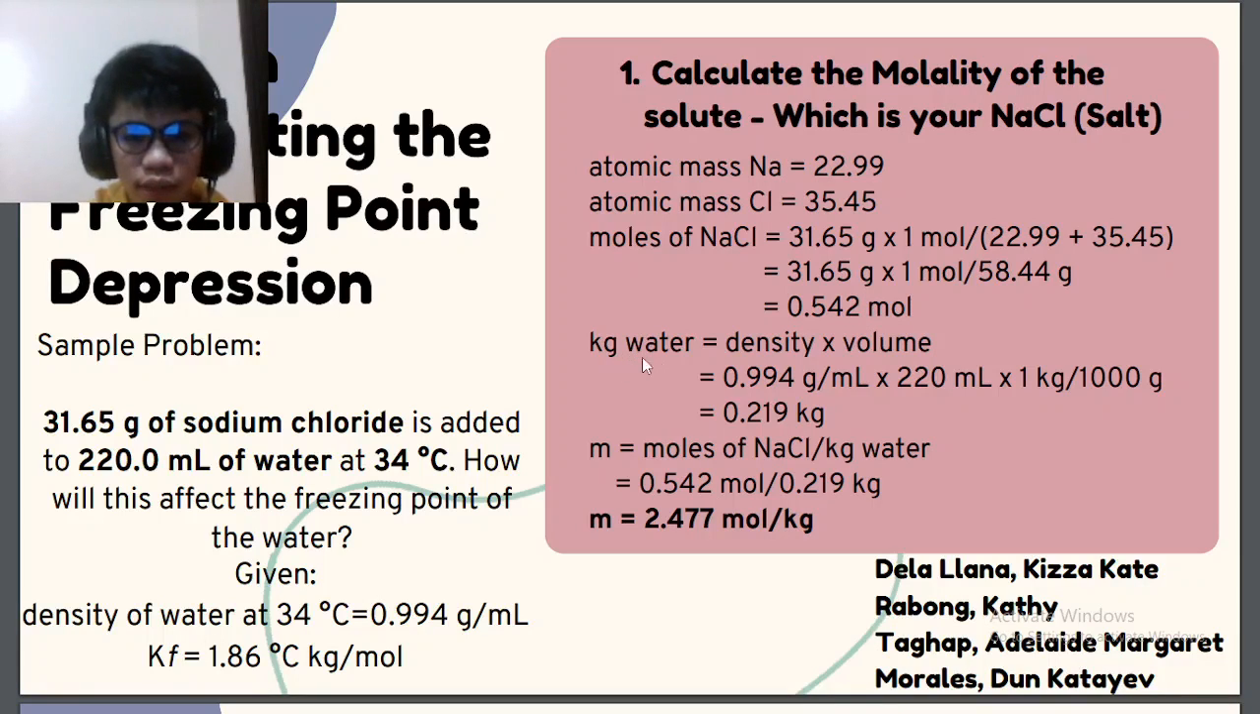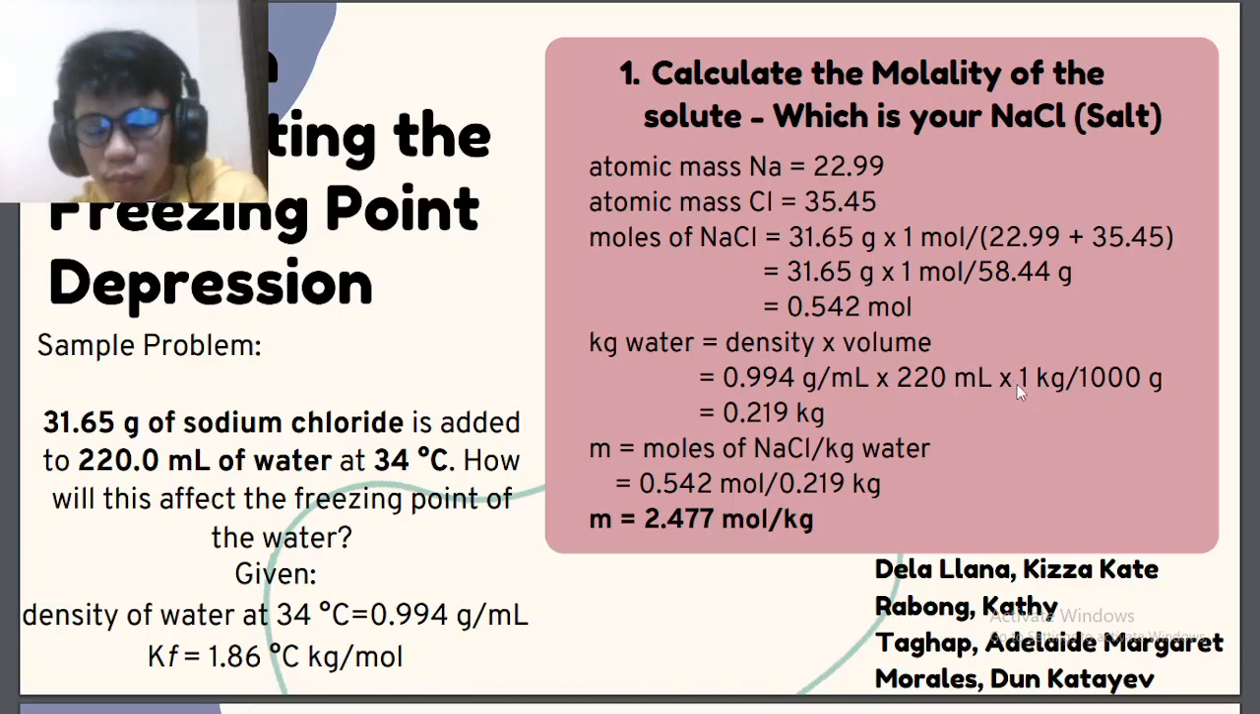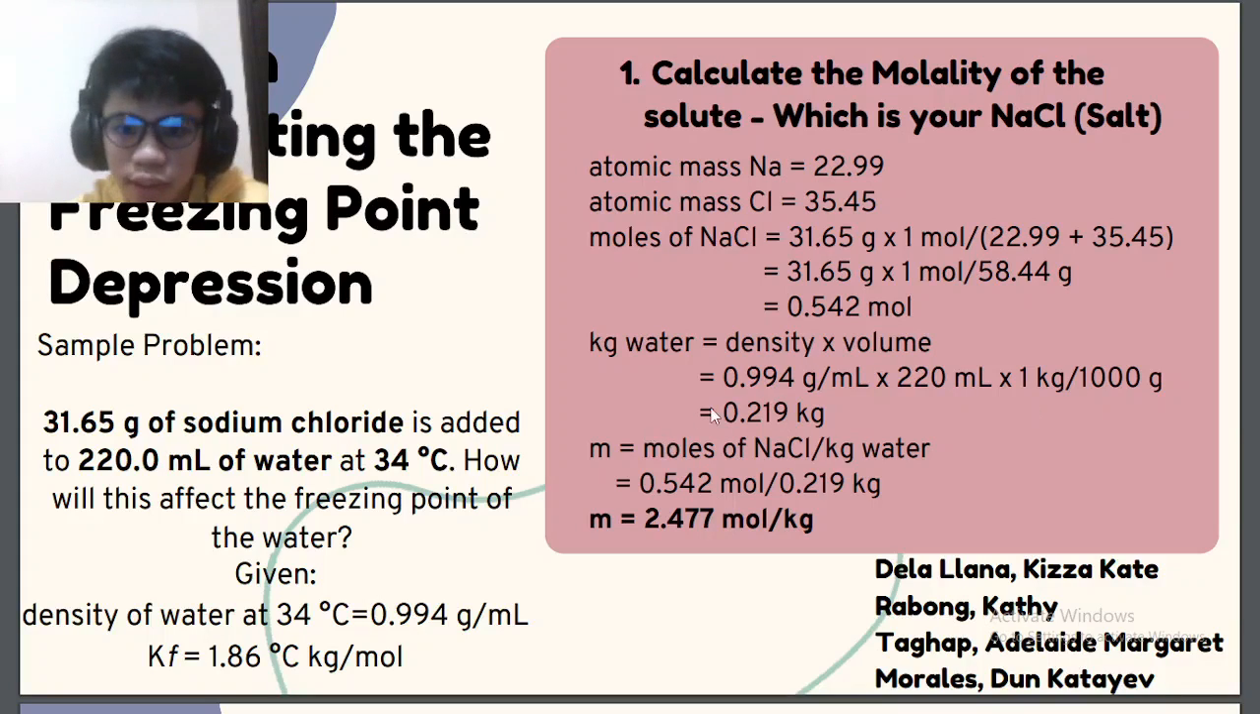So next we have kilograms of water is equal to density times volume. Now we already have density, we discussed it earlier. It was given, which is at 34 degrees Celsius, our density is 0.994 grams per milliliter, multiplied by 220 milliliters, multiplied by a constant 1 kilogram over 1000 grams. And after a few quick calculations, you should end up with 0.219 kilograms.